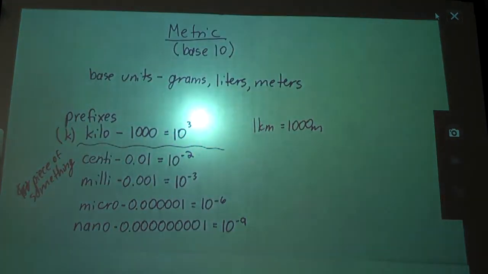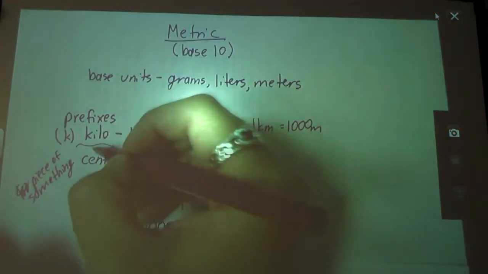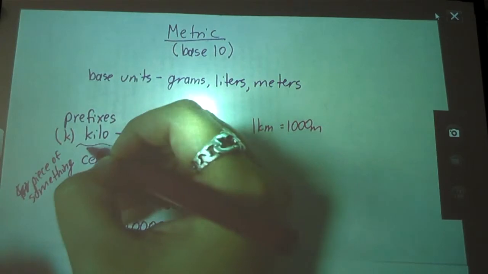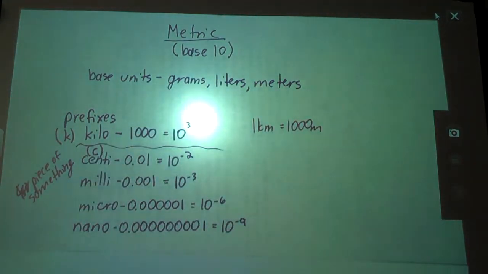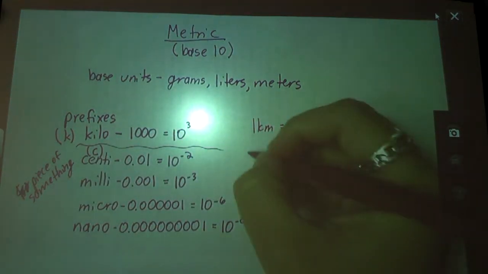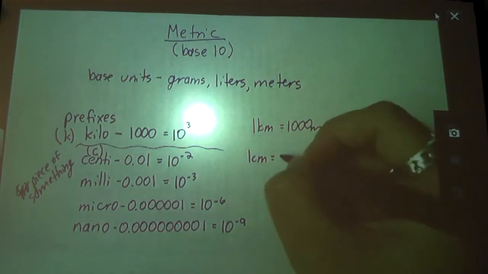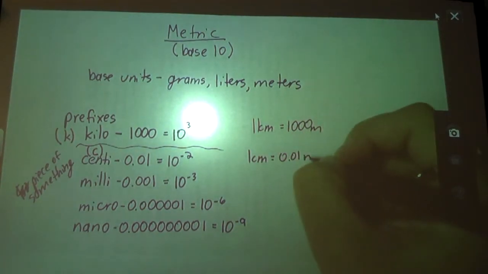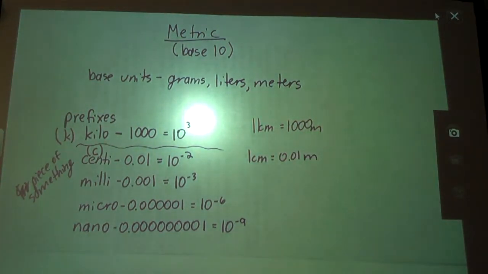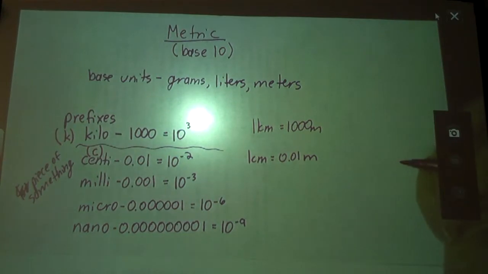So, for example, a centimeter. Centi is represented with the prefix of a C. 1 centimeter equals 1/100th of a meter. But that can be annoying when we start writing those equal statements like we did with the imperial units.